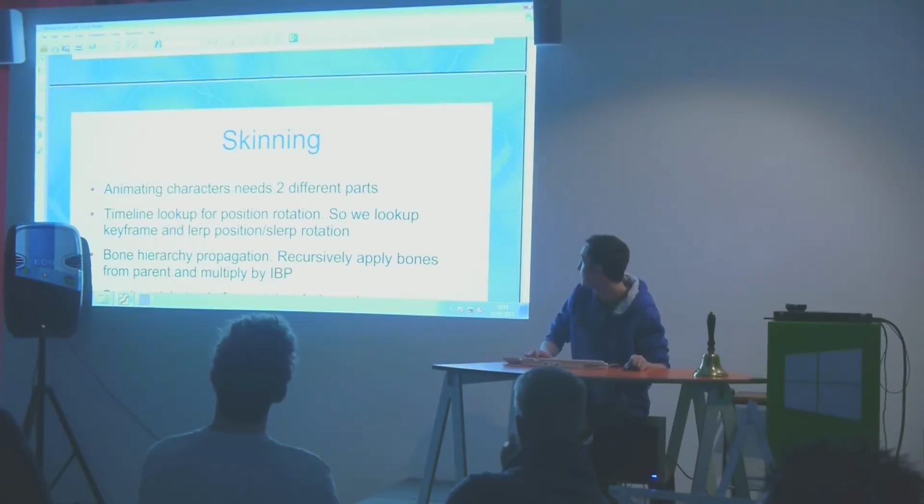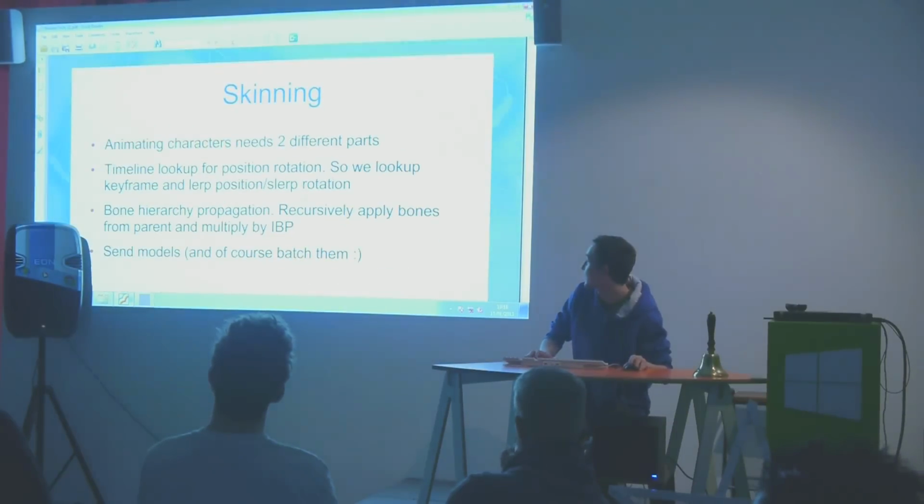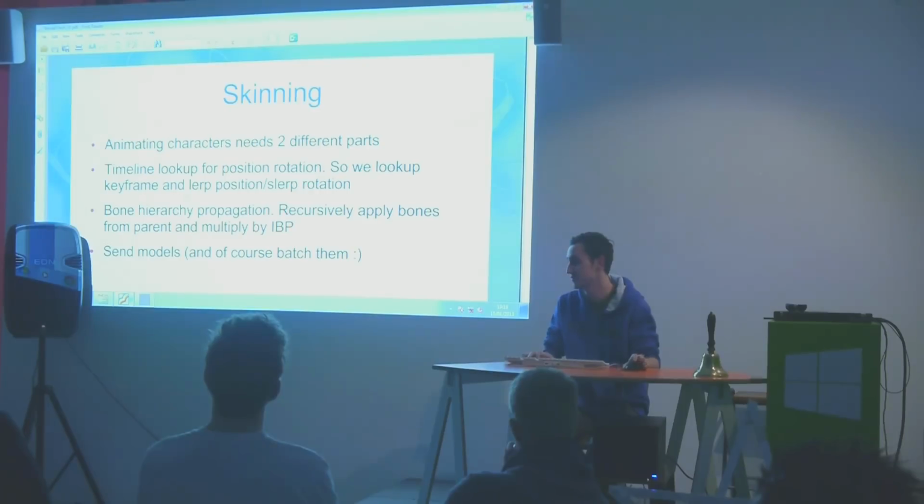I'll speak about animation a bit, because when you animate characters you have two different parts. The first thing is you have an animation timeline which has been designed by a 3D artist. It's basically the bones animation. So you have to look up in the timeline for the position and the rotation of the bone. You need to do interpolation for the position, and a spherical interpolation for rotation, otherwise it looks ugly.